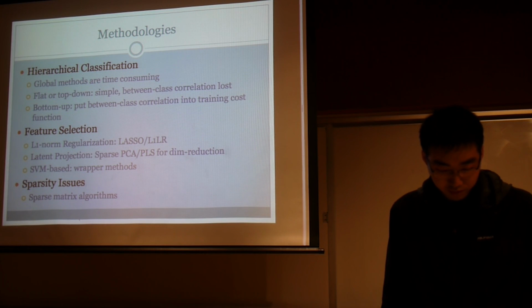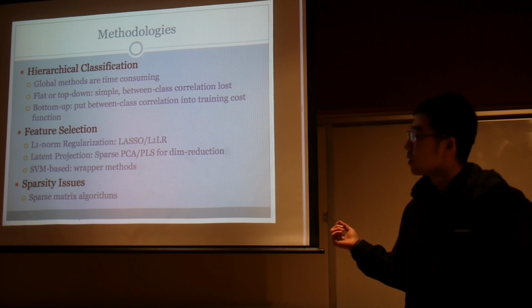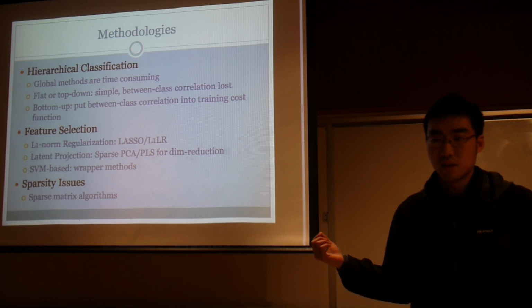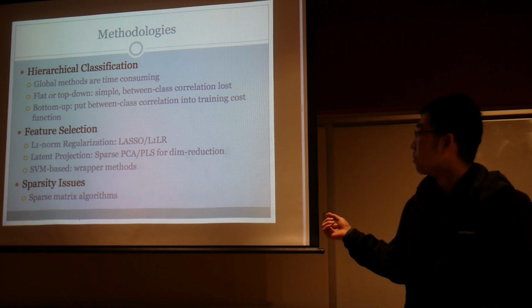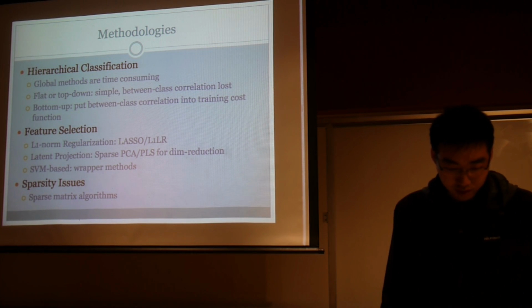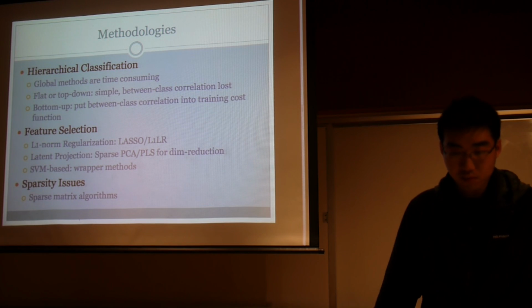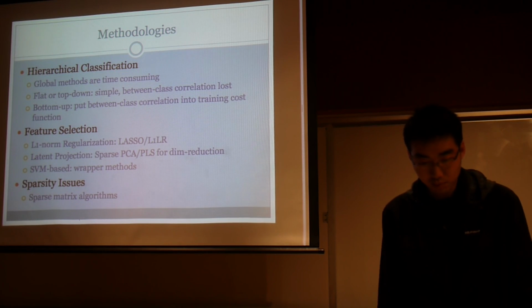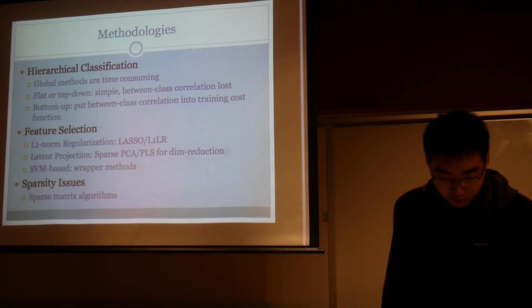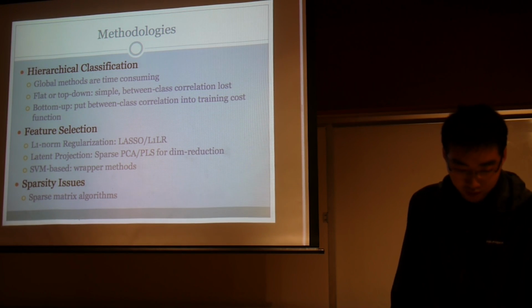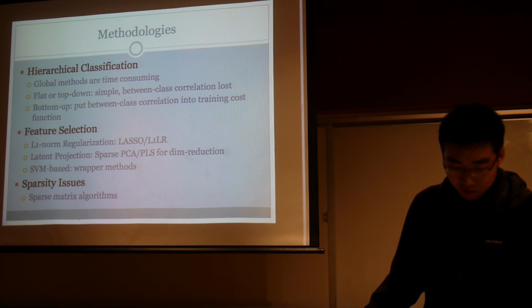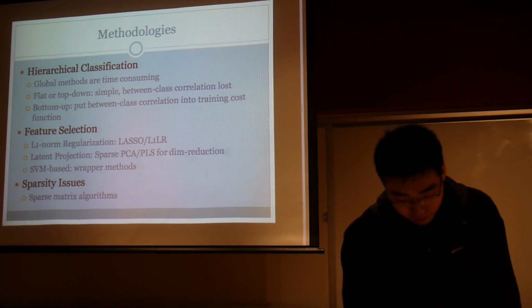And also, since SVM is a pretty popular classifier in current research, we want to find an adaptive way that can be used in the SVM. So basically, these are wrapper methods rather than pre-processing. The sparsity issue we haven't covered in our current study. We can talk about that maybe in the future.